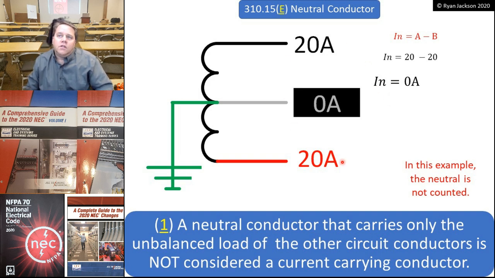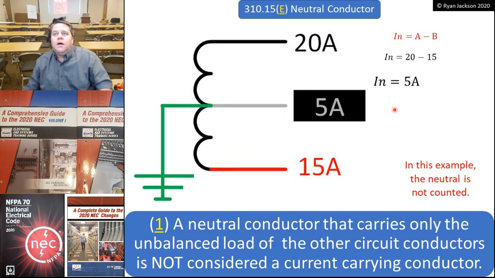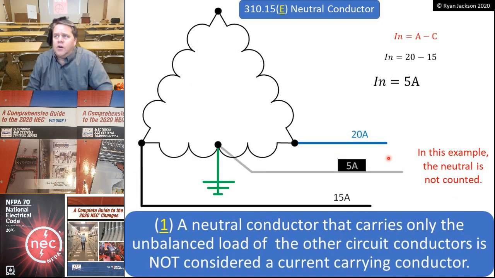The most current that I could have going through here is 40 amps worth of current slash heat. And the most heat that I could have going through this one is 40 amps, 20 plus 20. So I don't need to count the neutral if all it's doing is carrying the unbalanced load. It's not necessary. Same thing if I have a high leg system.